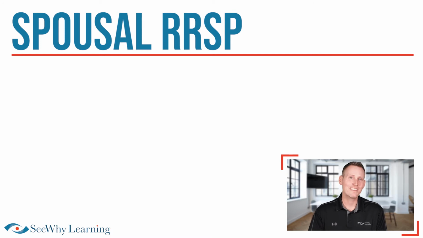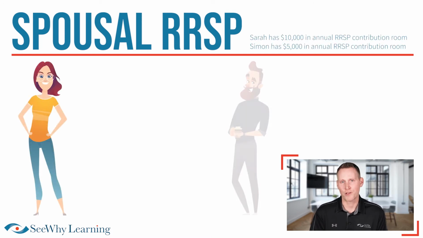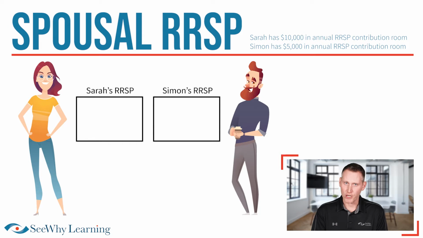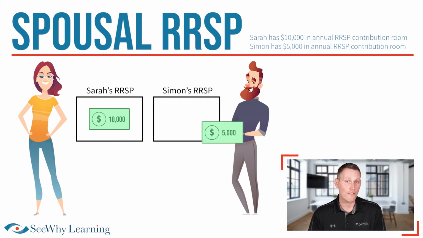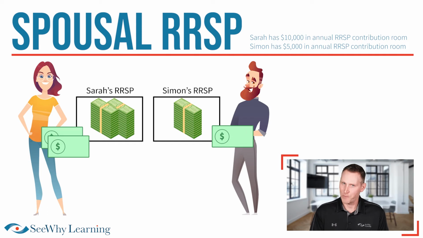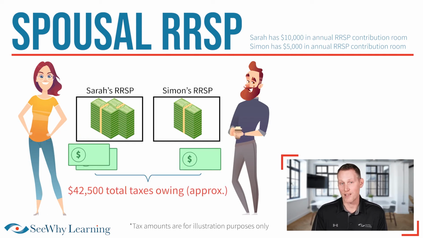For a moment, let's consider the tax issue that Sarah and Simon could face in retirement if they both contributed their own respective limits into their own RRSPs. If each year Sarah contributed $10,000 to her RRSP and Simon contributed only $5,000 into his own RRSP, look what would happen in retirement. Sarah's RRSP account would likely be at least twice as big as Simon's. What that means is, in retirement, Sarah would probably have to withdraw twice as much as Simon to fund their lifestyle, and this would put her in a much higher tax bracket than Simon.